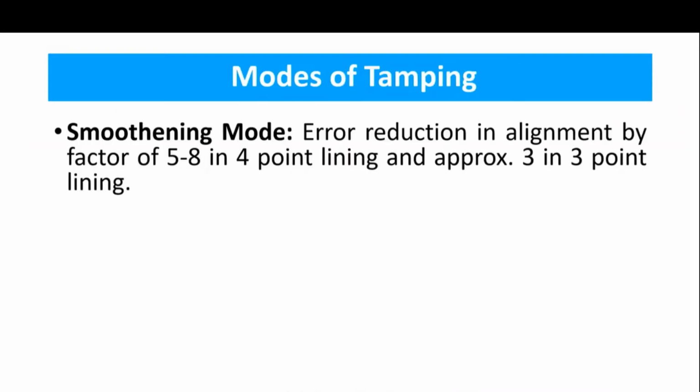The present mode of tamping we are following is the smoothing mode. In smoothing mode tamping, we are correcting again with the relative geometry. The alignment of the adjoining locations determines the slews and lifts of the point where the tamping is being done.